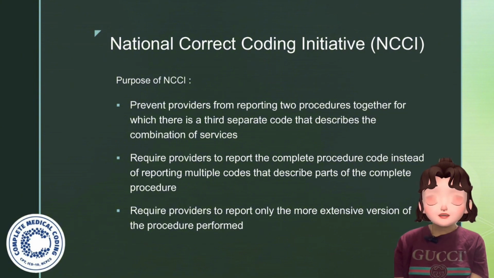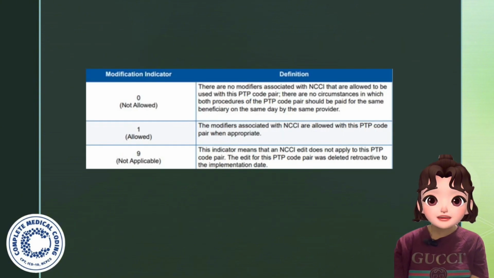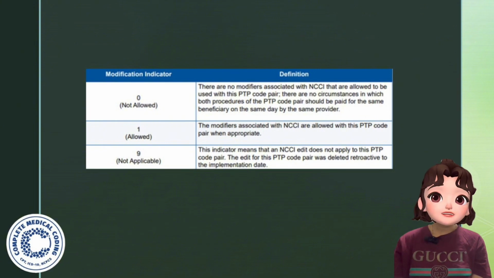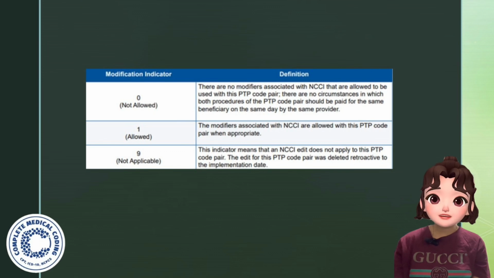Anyway, the next slide describes the modification indicator as well as the definition. What does 0 represent, what does 1 represent, and what does 9 represent? These are the modification indicators in NCCI edits. 0 means not allowed to bill, 1 means it is allowed to bill, and 9 is not applicable. So 0 means not allowed.